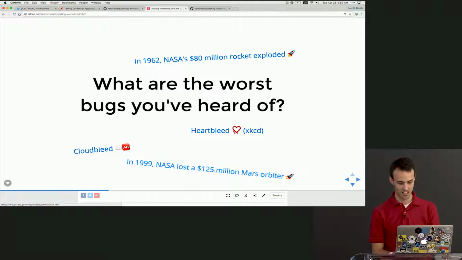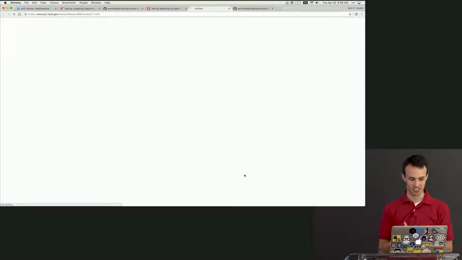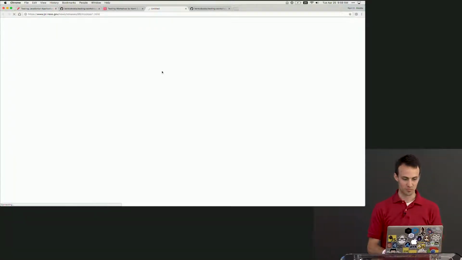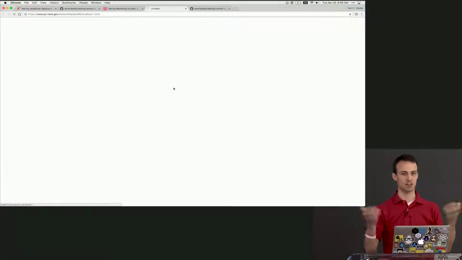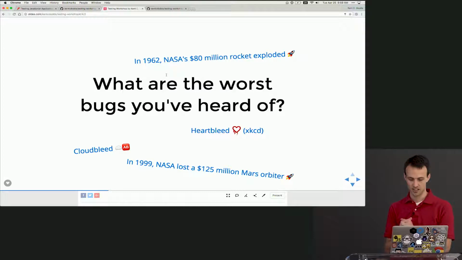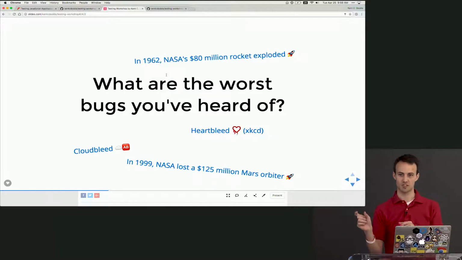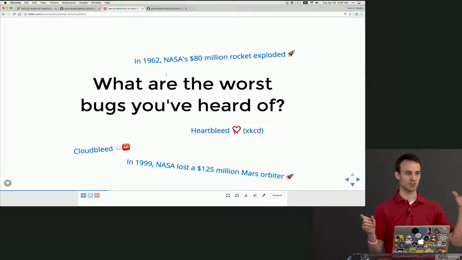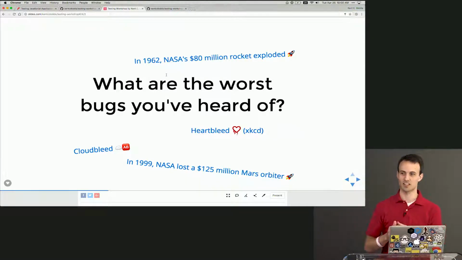In 1999, NASA lost a $125 million Mars orbiter. And this one is also quite interesting because the problem was that there were two teams working on integrating software together. One team was using the metric system and the other team was using the weird system we use. What's that called? Imperial. The what? Imperial system, yeah, thank you. And so they didn't convert their units, and now we have a Mars orbiter floating off in space, probably destroyed by now. That was $120 million.